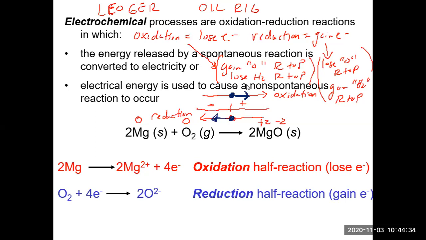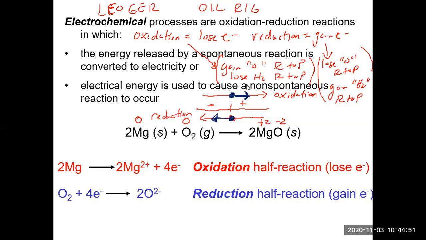We could take this overall reaction and split it up into what are referred to as half reactions. In redox reactions, there are two types of half reactions. One is an oxidation half reaction, and one is a reduction half reaction.